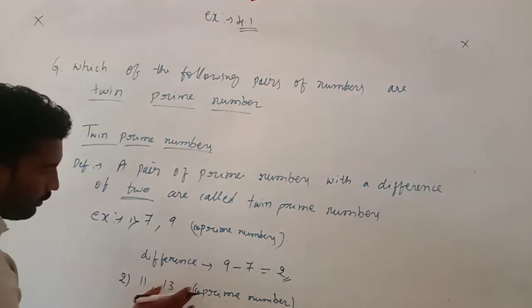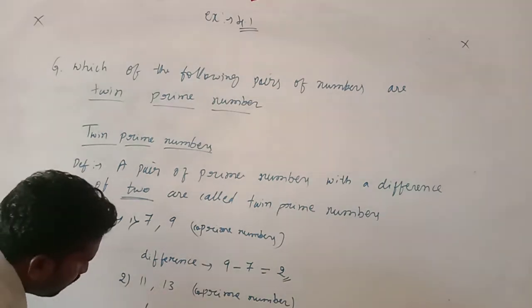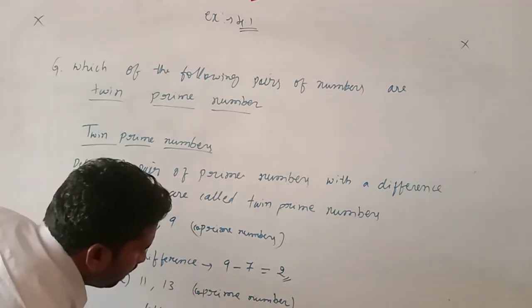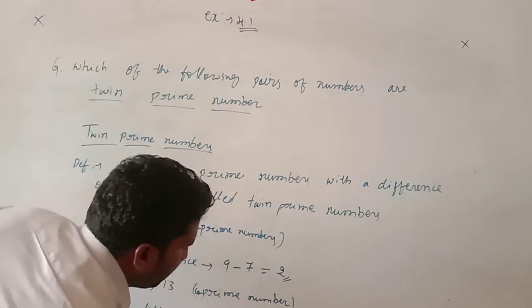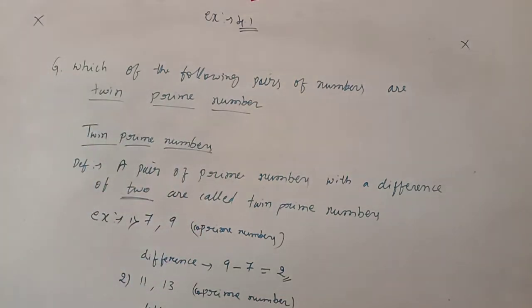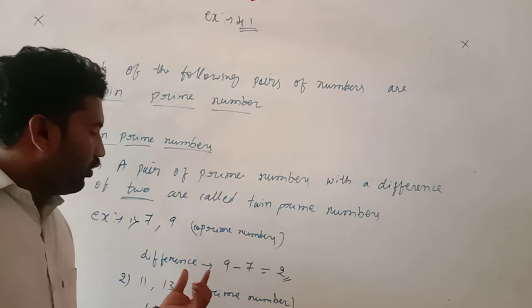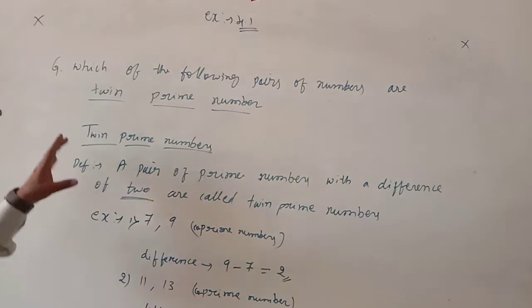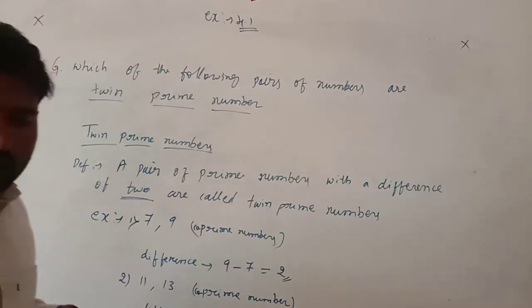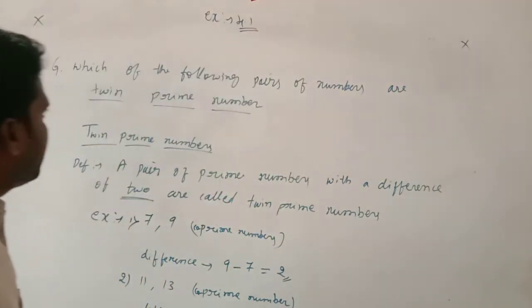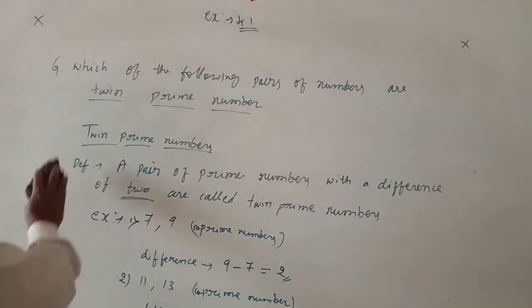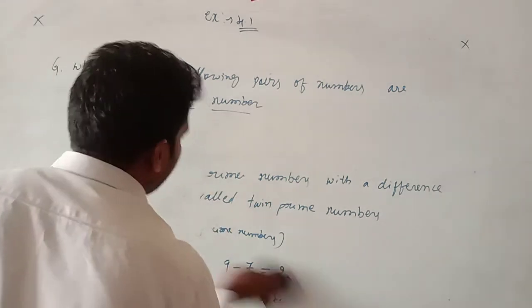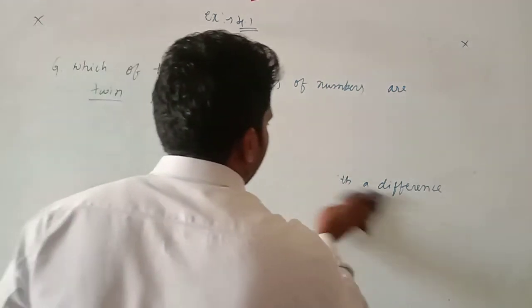So what is the difference between these two? When subtracting 11 from 13, it will get 2. The numbers should be co-primes and the difference should be 2. Then only those numbers are called twin prime numbers. Okay, so now you understand about twin prime numbers. Now I am solving the G main questions.